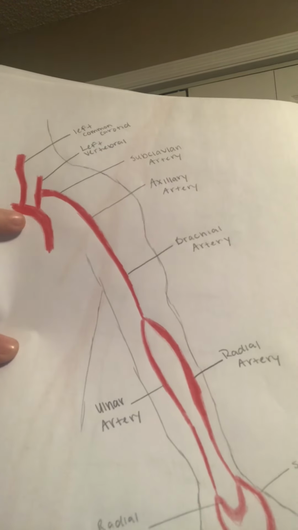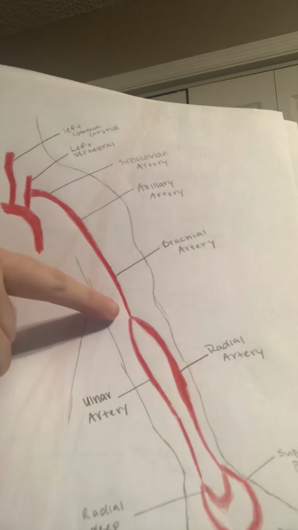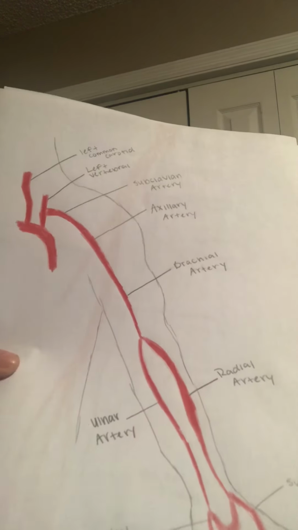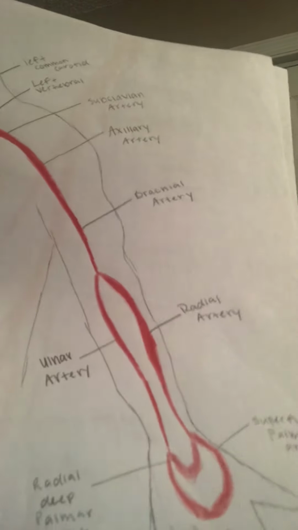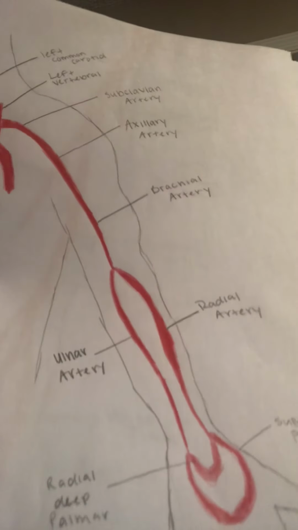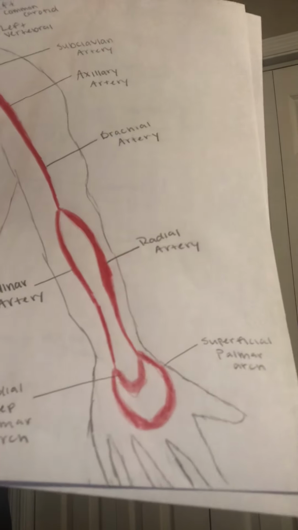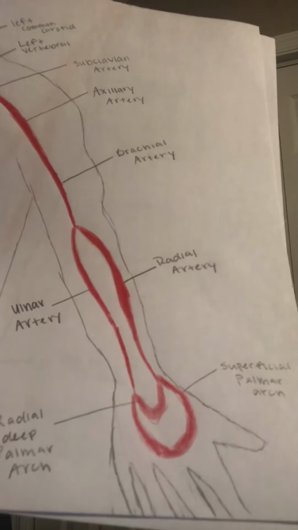near your bicep. At your antecubital fossa, they're going to split into two or bifurcate into your radial artery and your ulnar artery. Your radial artery is always going to be on your thumb side, and your ulnar artery is going to be on your small finger side. And those are going to turn into your deep and superficial palmar arch.